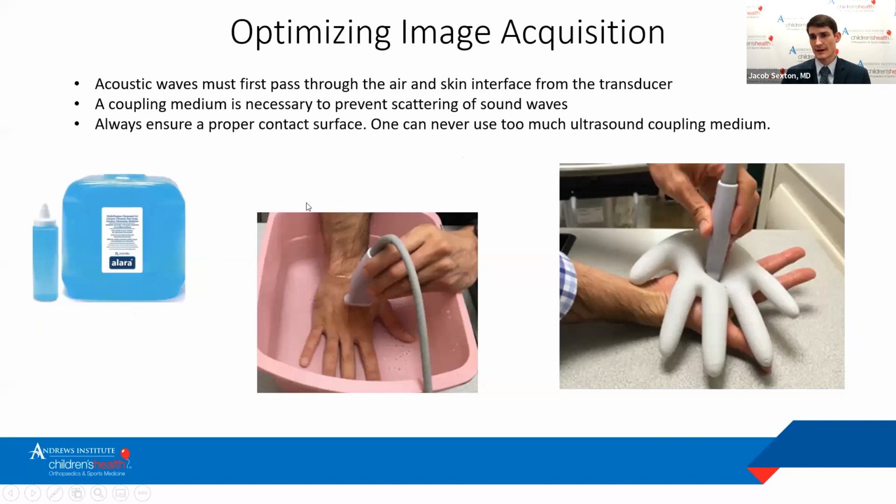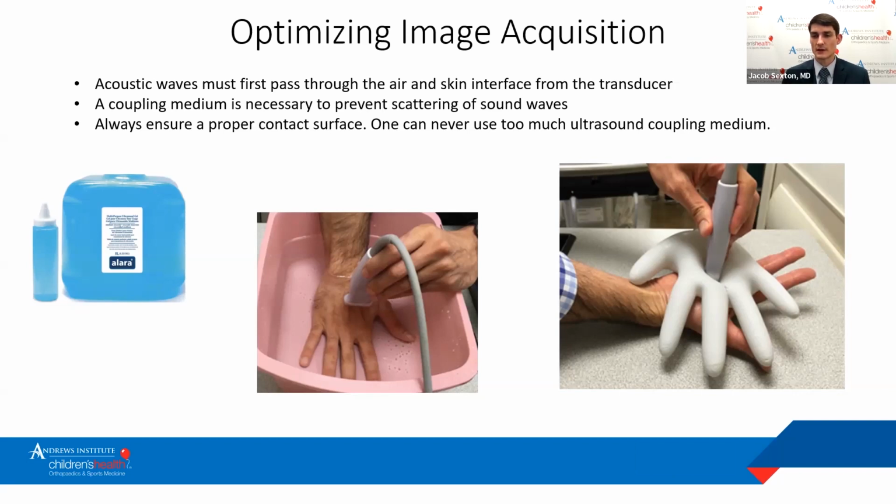So how do we acquire an image for ultrasound? How do we do it properly? The first way to optimize image acquisition is having a proper coupling agent. Acoustic waves must first pass through the air and skin before they interact with other soft tissue structures. If you can imagine, sound waves will want to bounce anywhere they go and don't follow a uniform pattern.